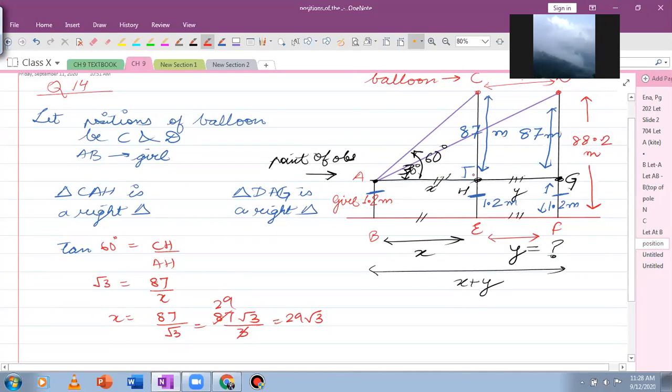Now we are going to use another T ratio in the second triangle, triangle DAG, the larger triangle. And I would like to remind you again that if you want to draw the triangles separately for convenience, you can do that. For the larger triangle, the base is x plus y. Out of this x plus y, the value of x we already have. But y is the distance you need to find out. Y is actually the distance that the balloon has traveled from point C to point D. So your focus should be to find out y.